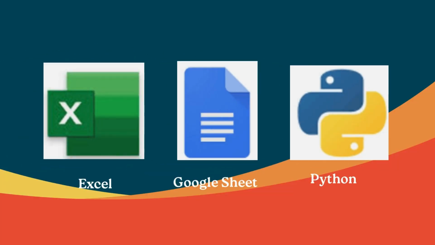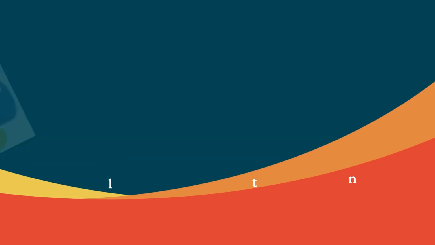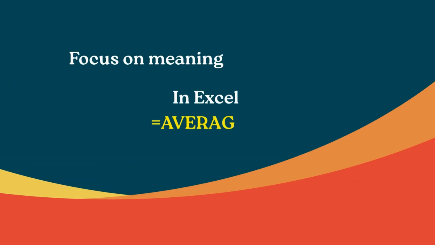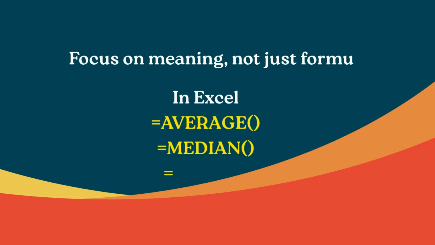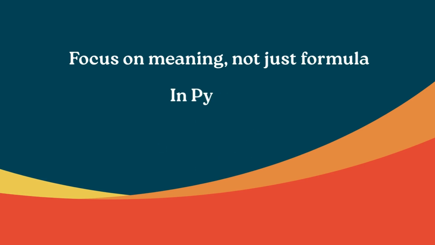unusual patterns. In real analysis, you will rarely calculate all this by hand. Tools like Excel, Google Sheets, or Python's Pandas library make it simple. In Excel, you can use built-in functions like =AVERAGE, =MEDIAN, or =STDEV. In Python, just one command, df.describe(), gives you count, mean, standard deviation, minimum, maximum, and quartiles all at once.